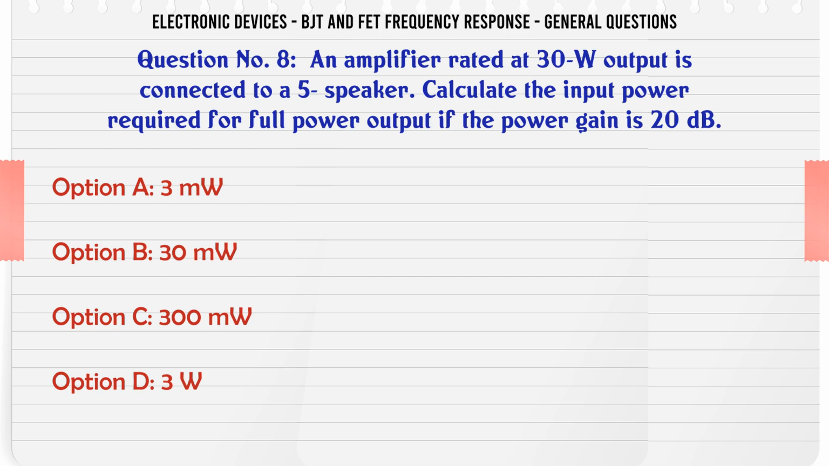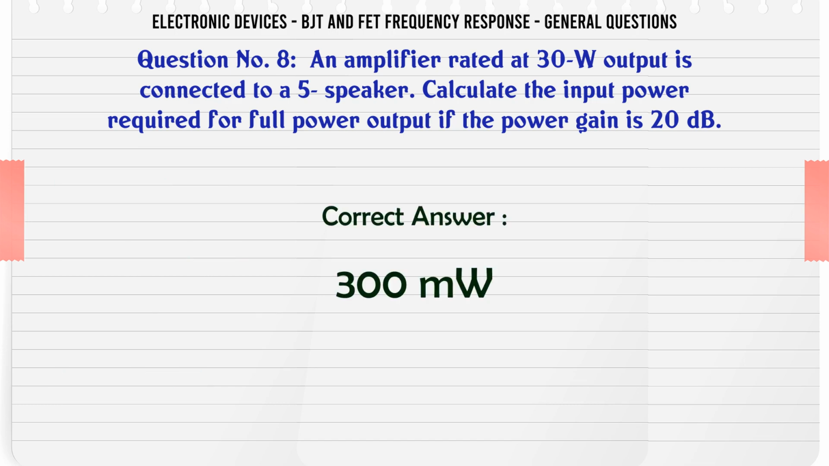An amplifier rated at 30 watts output is connected to a 5-ohm speaker. Calculate the input power required for full power output if the power gain is 20 dB. A. 3 mW, B. 30 mW, C. 300 mW, D. 3 watts. The correct answer is 300 mW.